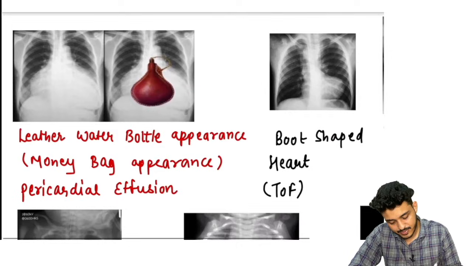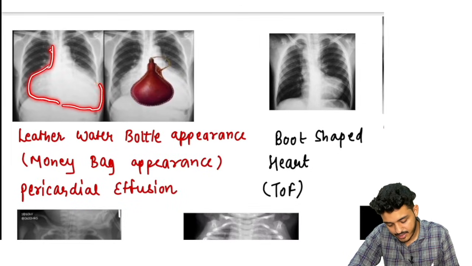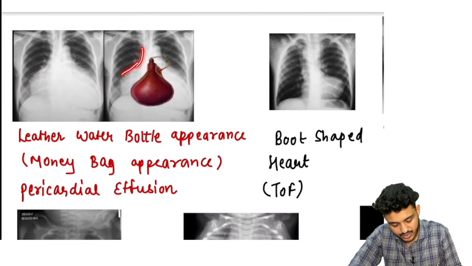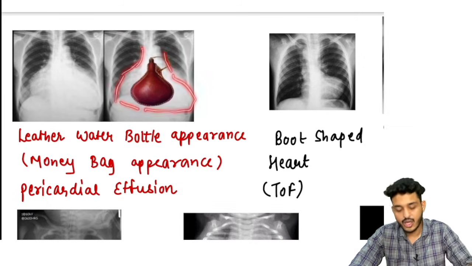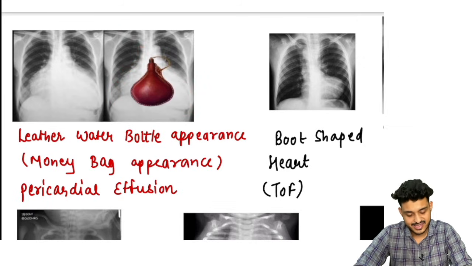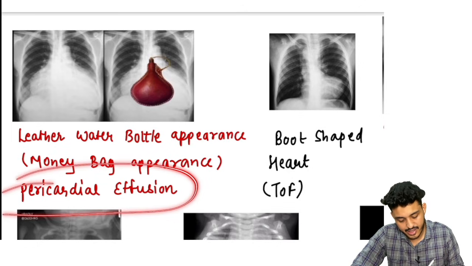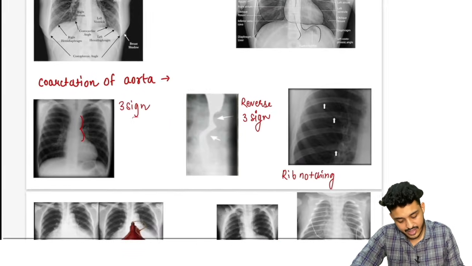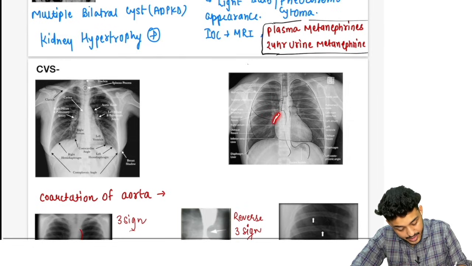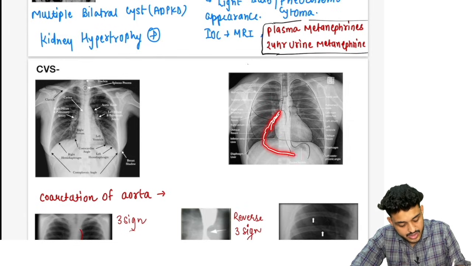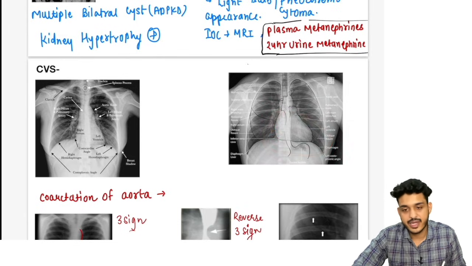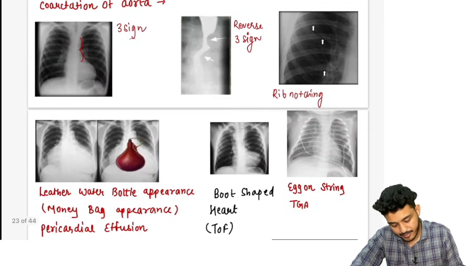Then we have this particular sign. This sign is known as money bag appearance or leather bottle sign, right? You can appreciate this leather bottle or money bag appearance. This is something you will find in pericardial effusion. So you will have a cavity outside the heart. This is known as the pericardium, right? And when you have fluid accumulation in that cavity, this is known as pericardial effusion.